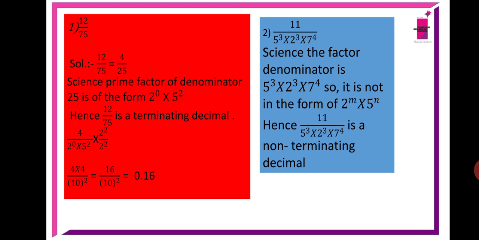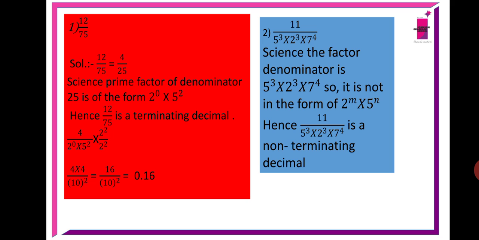Now we can see the example 12 by 75. After simplifying, writing it in p by q form, 12 by 75 is 4 by 25. Since the prime factor of the denominator 25 is of the form 2 power 0 into 5 square, hence 12 by 75 is a terminating decimal.